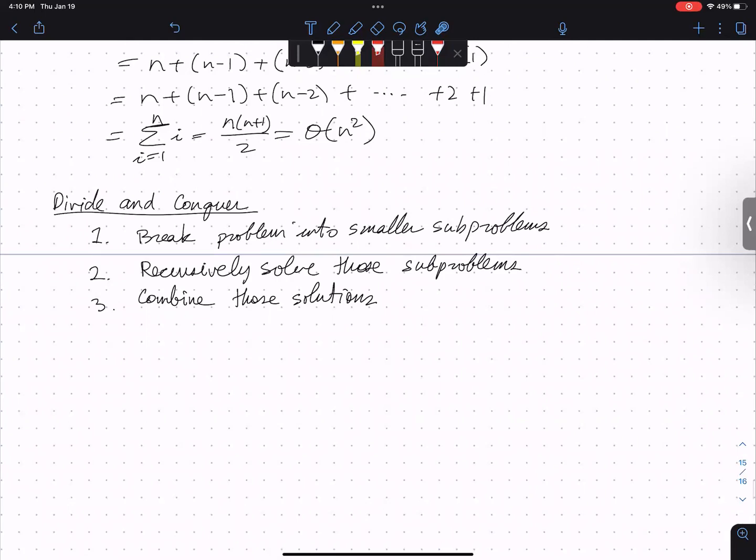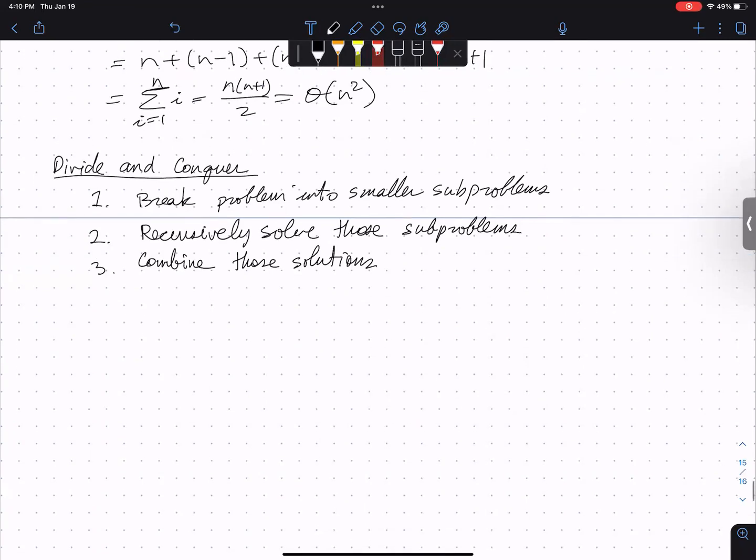Do you guys know of any other divide and conquer algorithms that you've covered? Merge sort? Yeah, and we're going to go over merge sort in detail here as an example. I think most of you have seen merge sort, right? So this should be kind of an intuitive algorithm. We'll go through it and explain how it can be viewed as a divide and conquer algorithm.